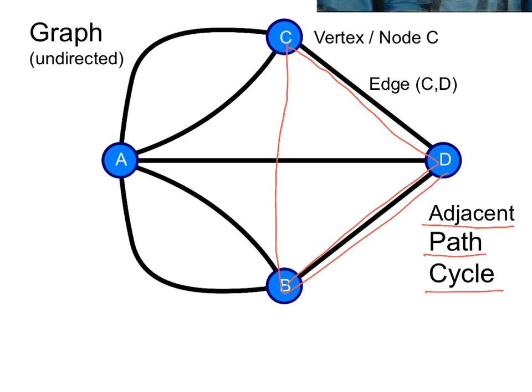A cycle in a graph is just a path which ends at the same vertex from where it started. So for example, CDBC is a cycle. ADBA is also a cycle. But CDBC is not a cycle because it's not a valid path.